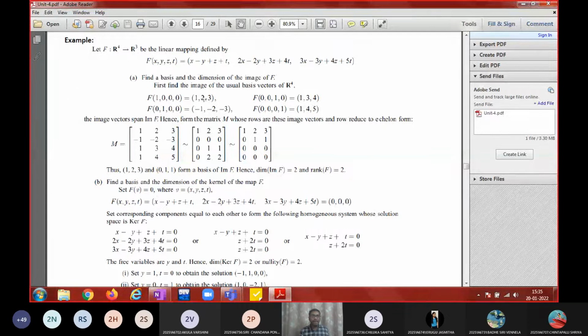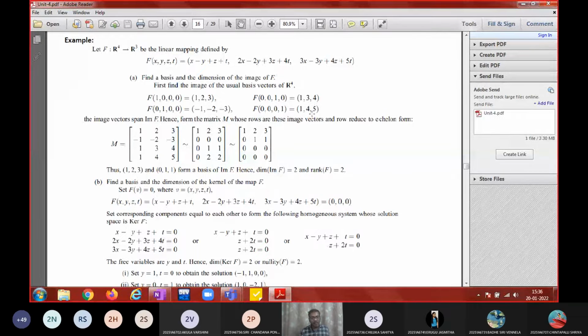Okay, 1. Again, substitute these points here, you will get 2. Again substitute these points here, you will get 3. Is it okay? Similarly, substitute these 4 points in these 3, you will get another point. Substitute these 4 points in this, you will get another point. Substitute these points in this, you will get this. So these 4 vectors are going to span the image space.